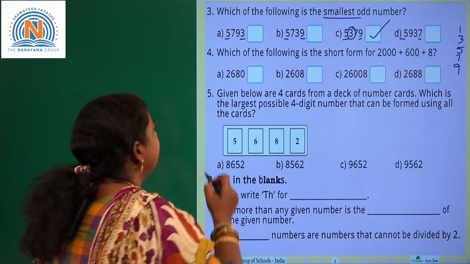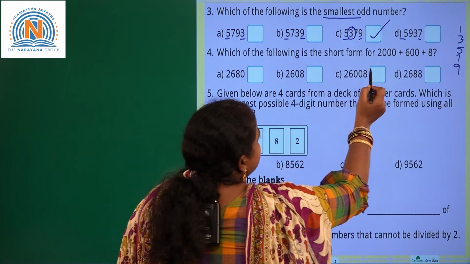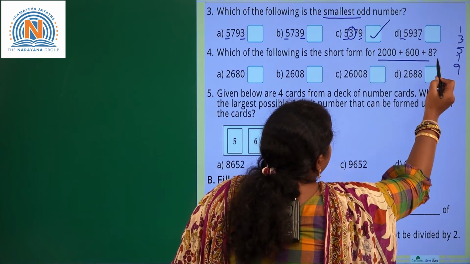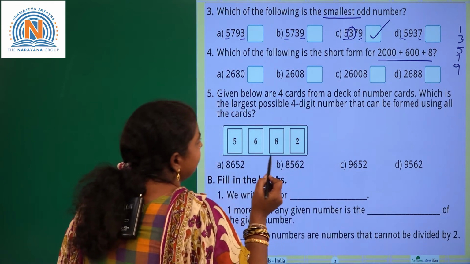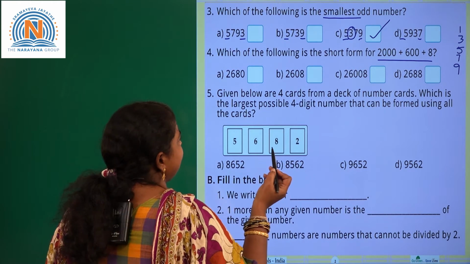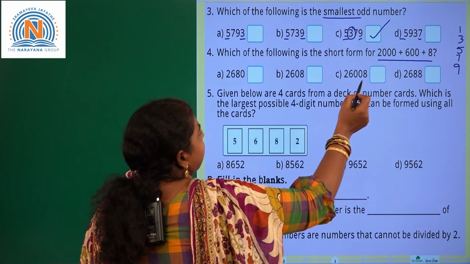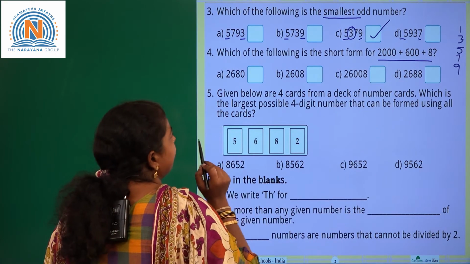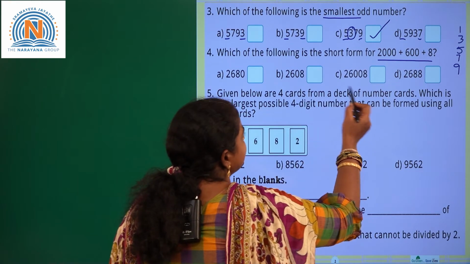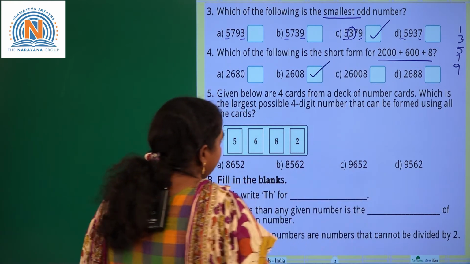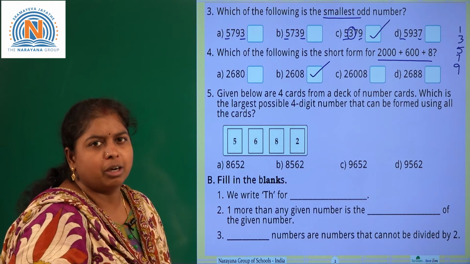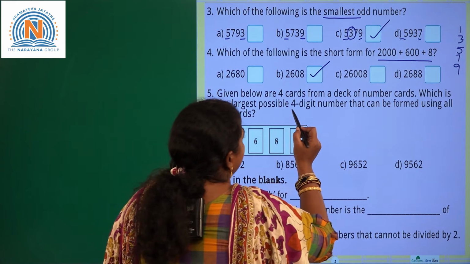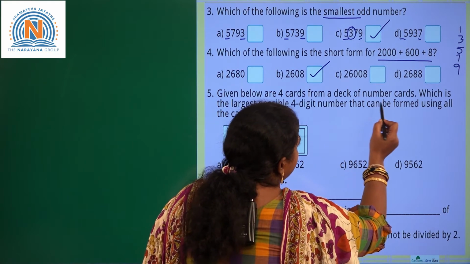5379. Next one. Which of the following is the short form for 2000 plus 600 plus 8? 2000 plus 600 plus 8. See, what is the short form for 2600 plus 8? 2608, right? In which option you are having that? In option B you are having 2608.